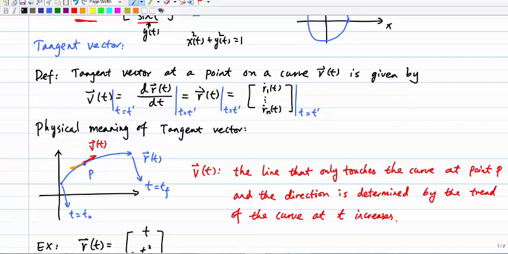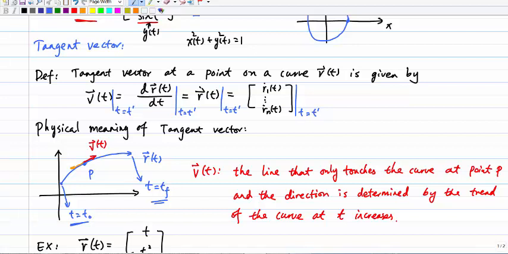Also, because there are two directions, you could touch the point along this direction or this direction. Which direction should I use? The direction is determined by the trend of the curve as t increases. For example, if this is my t0 and this is my tf, as t moves from t0 to tf, you keep growing. So if t grows, I should move along this direction to the right, not to the left. So my direction should be like this.